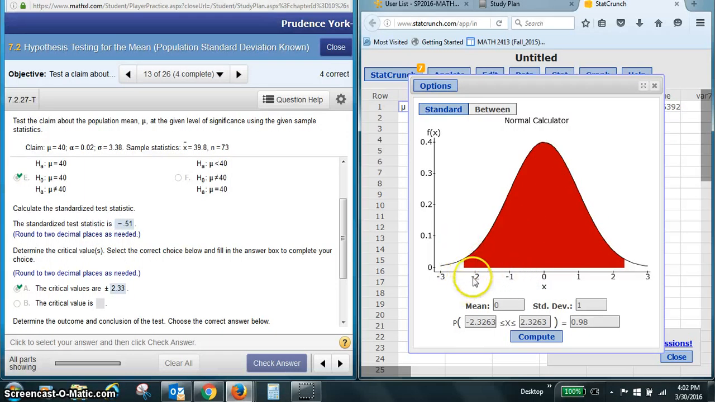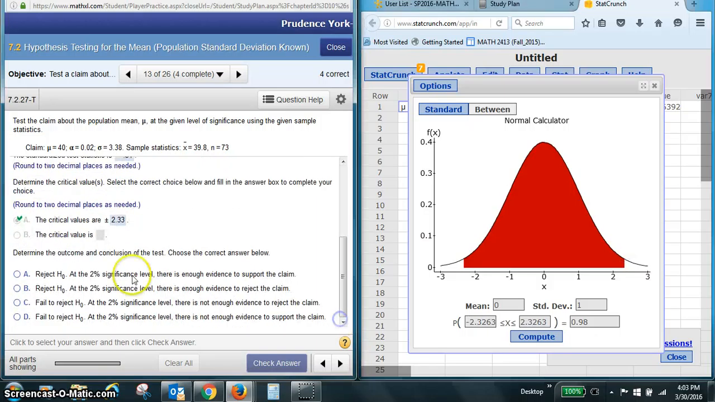Now if you look over here, the boundaries are at negative 2.33 and positive 2.33. Those were our critical values. If we are inside this area, then we know that we're not going to reject. We would have needed a test statistic less than negative 2.33 or greater than 2.33 in order to reject H sub 0.